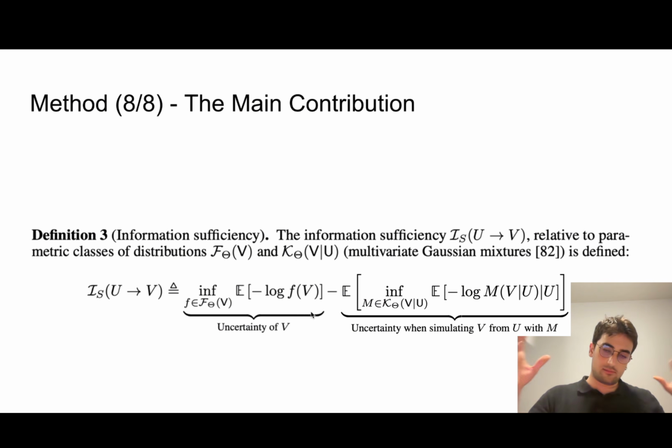Since you don't have this, this very strong model can already simulate V from U, so that's why you also have the uncertainty information of the model you're comparing with, so that you rank fairly. Just think of it, guys, like this is the information from V, and this is the information left. That's the main contribution of this paper.